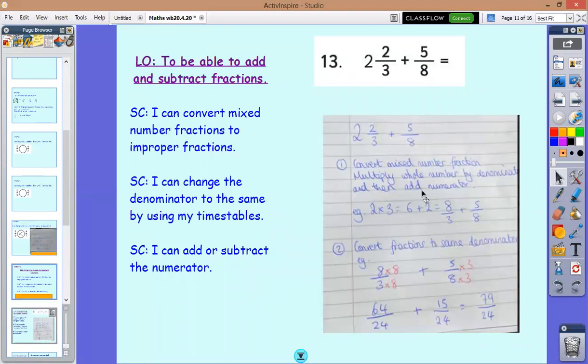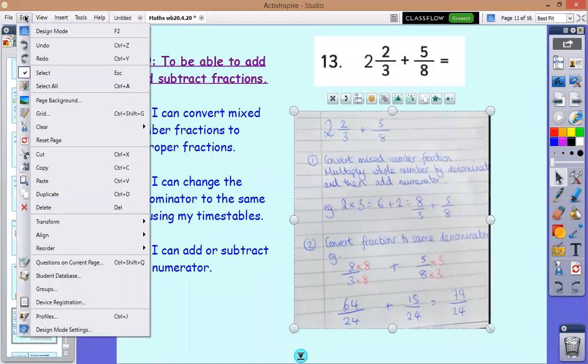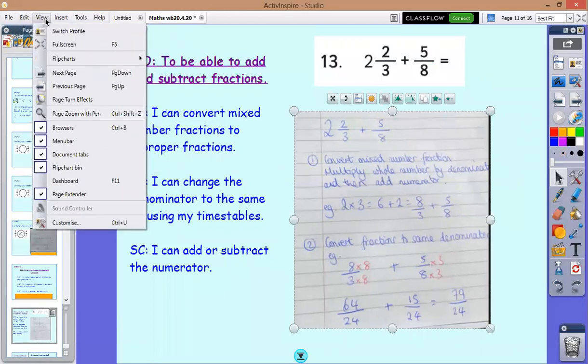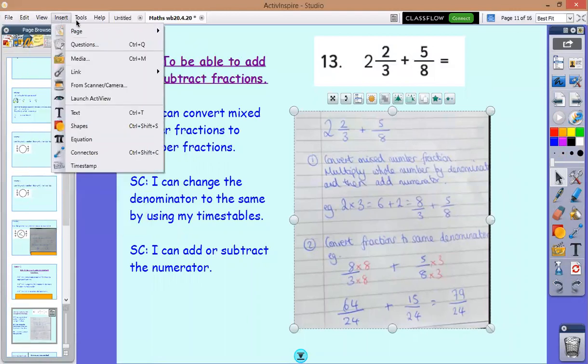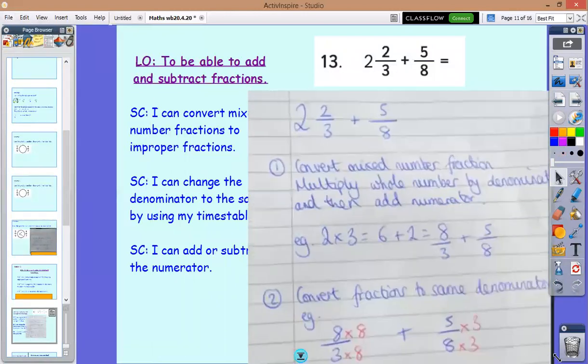So over here, I have got some working out just to go through with you. Question here, 2 2/3 plus 5/8. Now, I'm just going to see if I can zoom into my screen very quickly. I can't seem to do that, but I will just make this bigger.